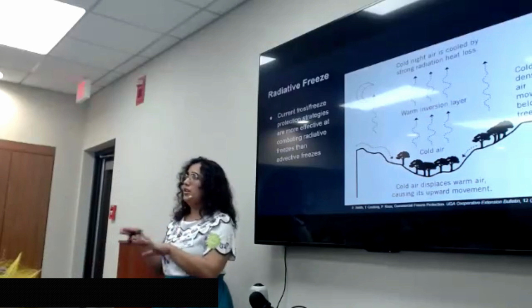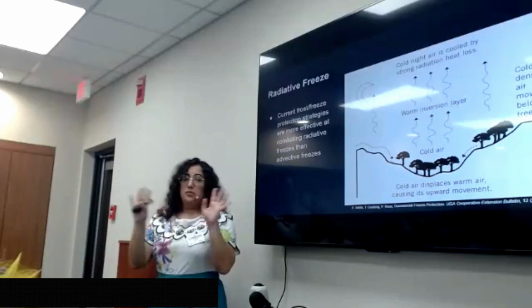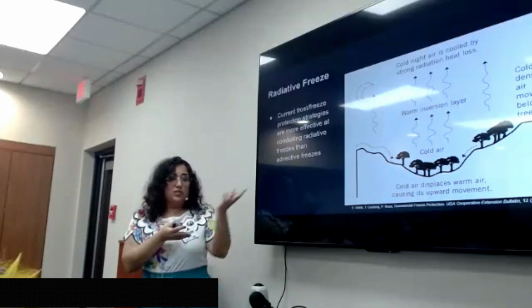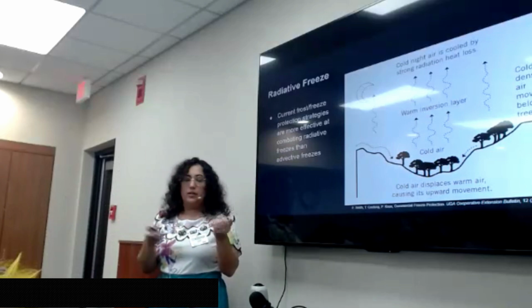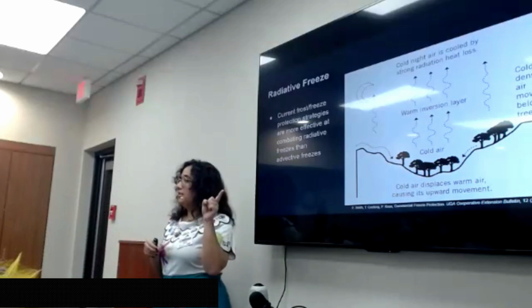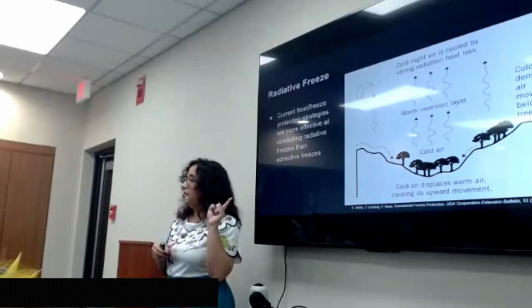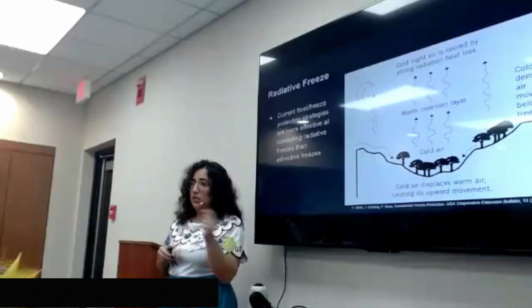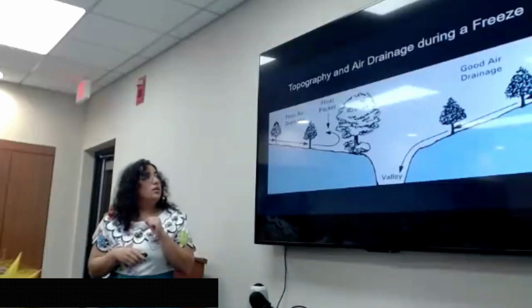Now, a radiative freeze is just when it's cold outside. If there's wind or rain, it's not because of this. It's just cold out, right? And because there's no wind or rain, this is a lot easier to deal with when you're looking at your freeze protection than your advective freeze, because wind and rain is a pain.